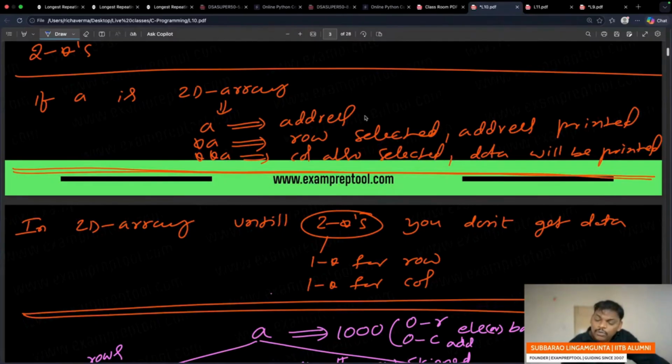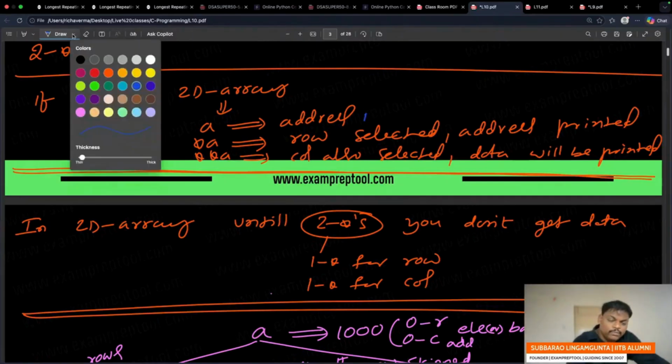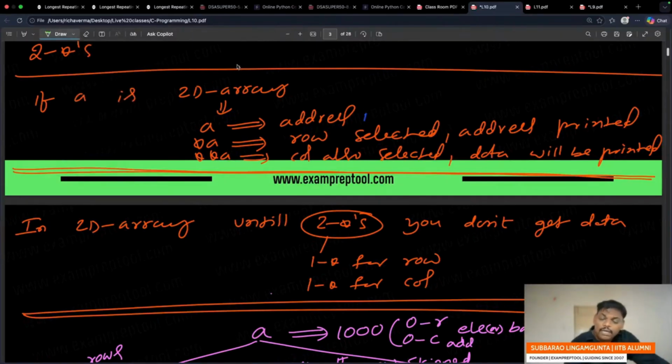Let me write one more thing also. A is address, ampersand A also. Same. Ampersand A also same address.